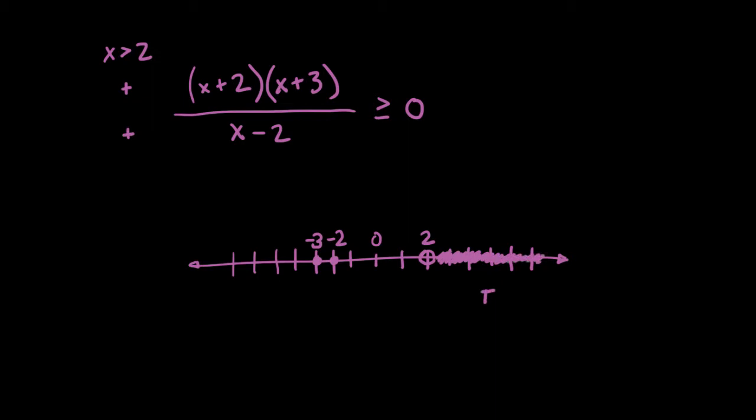And at each inflection point, it's going to change from true to false. So here it's false. In this little tiny range, it's going to be true between -3 and -2. And in the range below that, it's going to be false.